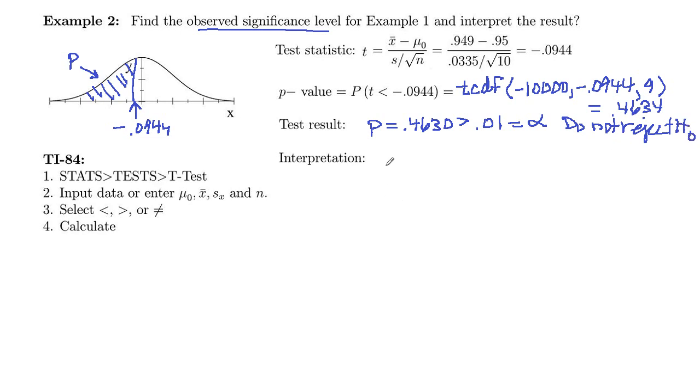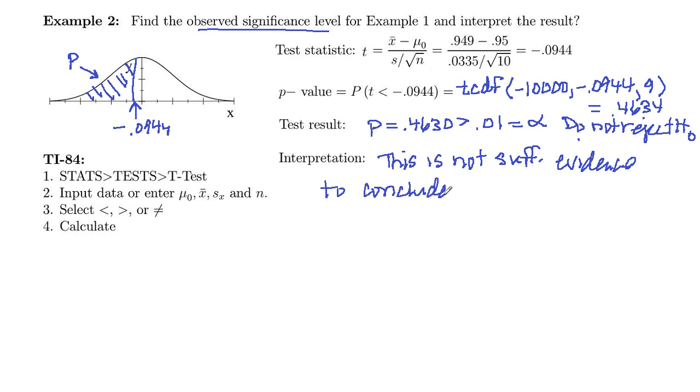And so then the interpretation is the same. There is not sufficient evidence to conclude that the alternative hypothesis is true, to conclude mu less than 0.95. So we're going to conclude mu equals 0.95, and they need to do some more work with these vehicles to get them below the emission standard.